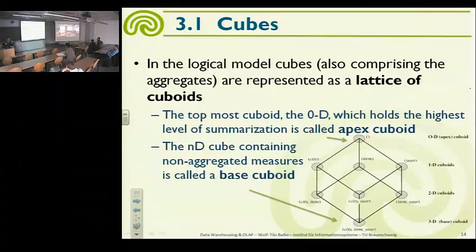But typically, if you want to visualize this cube in a rather easy way, because you've already seen we were talking about 3 dimensions. We had only 3 dimensions. There are the product, the customer, and I think the city. But you would typically have more dimensions than that. And to be able to visualize that, we typically use a lattice of cuboids.